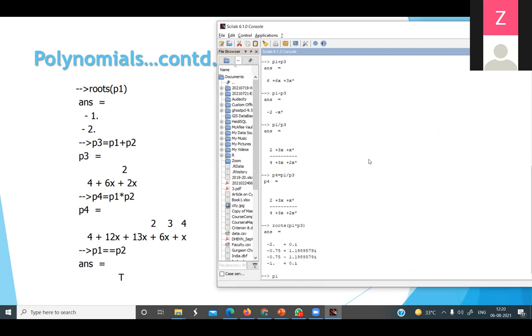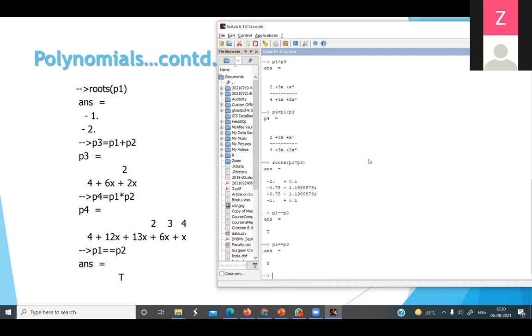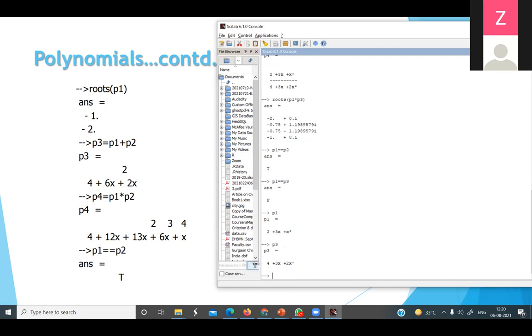Can we compare two equations also? P1 is equal to P2. Yes. P1 is equal to P3? These are two different equations. Why? Because P1 we defined as 2 plus 3x plus x square, whereas P3 was 4 plus 3x plus 2x square. P1 and P2 were the same, whereas P3 was different. So when we compared P1 with P2, it is true. When we compared P1 with P3, it's false.